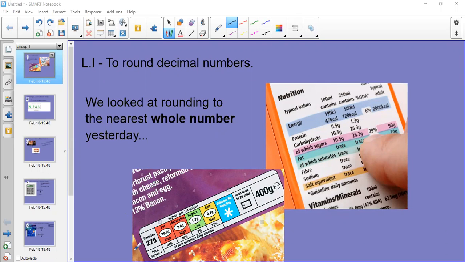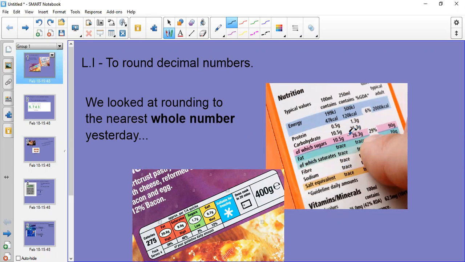And also on the front of food packages in the form of a traffic light system, so red, amber, or green. Red typically being unhealthy, green being more healthy. And we can see here 20.6 grams of fat are in this, I think, pasta bake, so it's quite high in fat, but we can see that it's only got 1.7 grams of sugar, so it's quite low in sugar. So that's how you can link decimals in with real life examples.